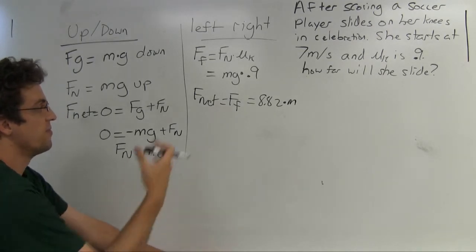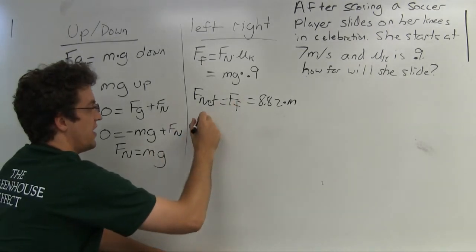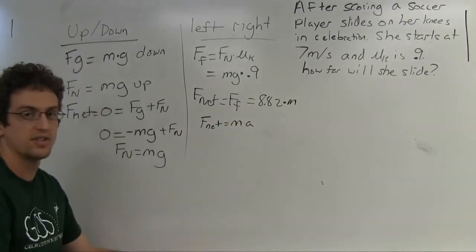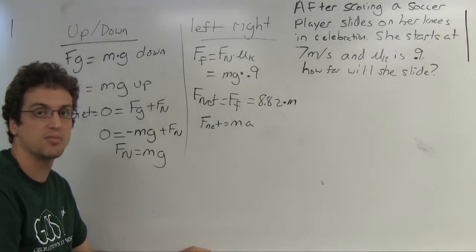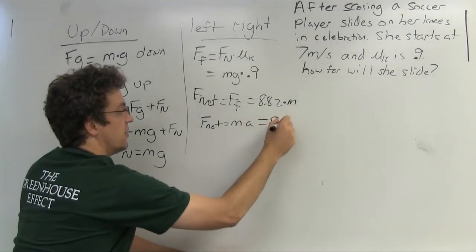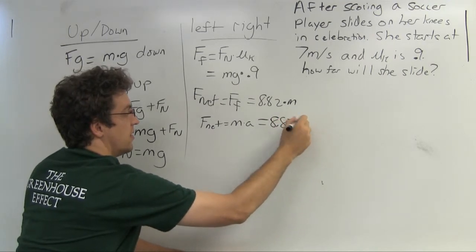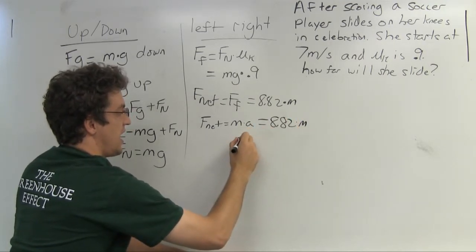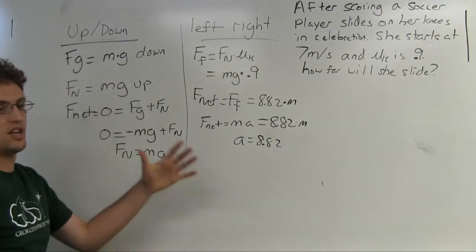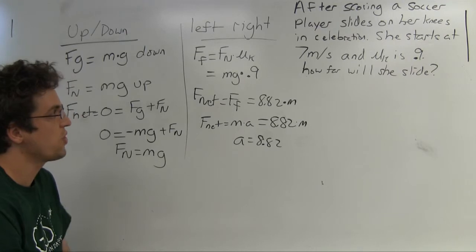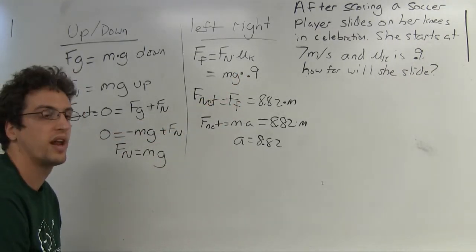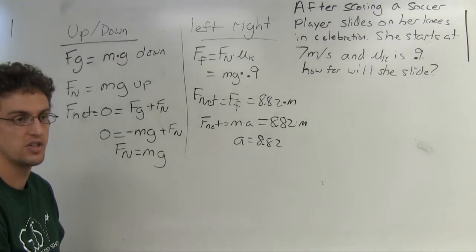From this we can get the acceleration, because we know F net is equal to ma, and this is where the m cancels out. A lot of times you're not going to have the mass in these problems, and that's fine, it's going to cancel out eventually. So we get a is equal to 8.82. Now we have to make a decision. We know the initial velocity was 7, and we know the acceleration is 8.82. But the question is, what directions are they in?